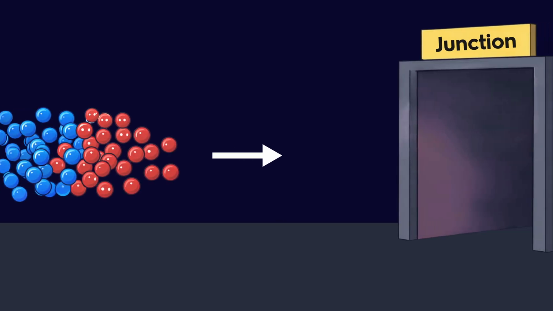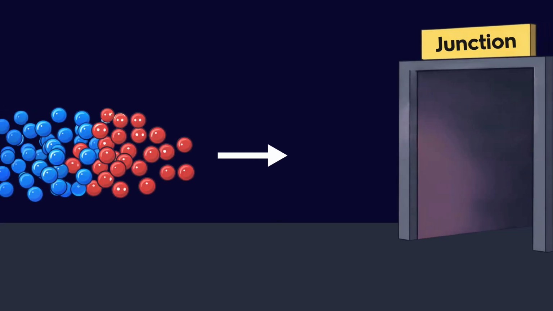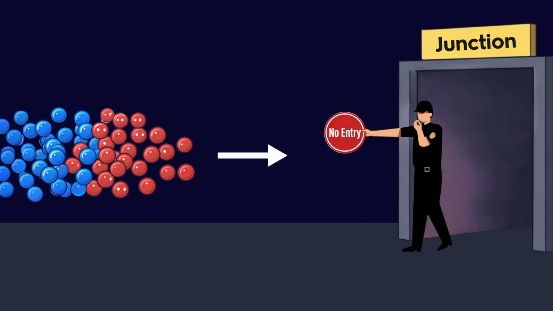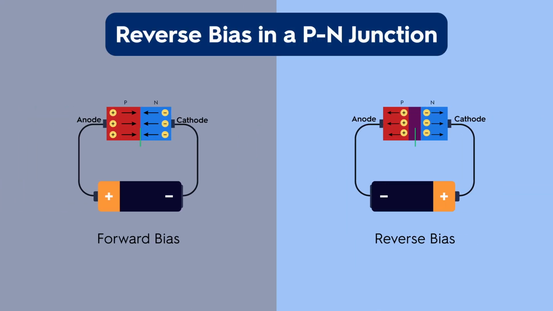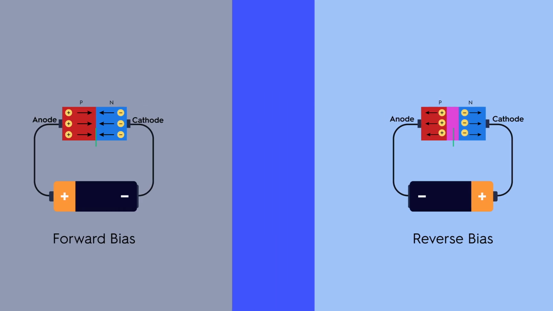A diode is like a one-way door for current. Flip the battery, and the door basically slams shut. But does it shut perfectly? Let's find out. In this video, you'll learn what reverse bias does to a PN junction, what happens to the depletion region, what happens to diffusion and drift current, and why the current is tiny but not truly zero.